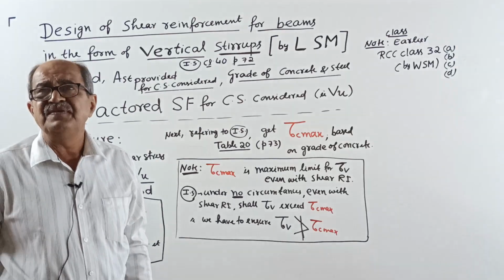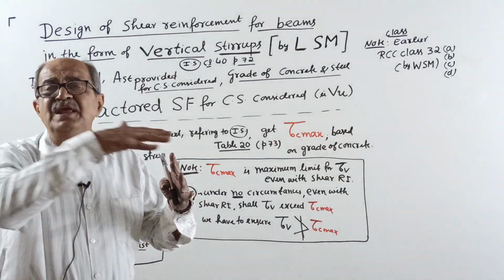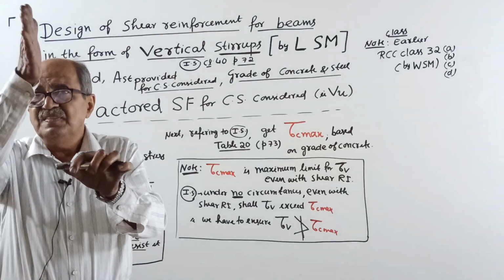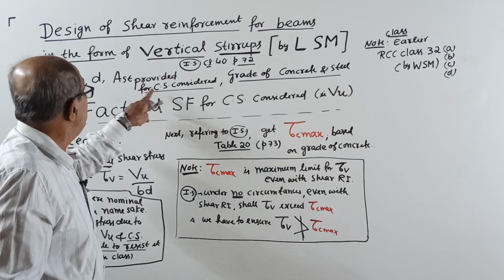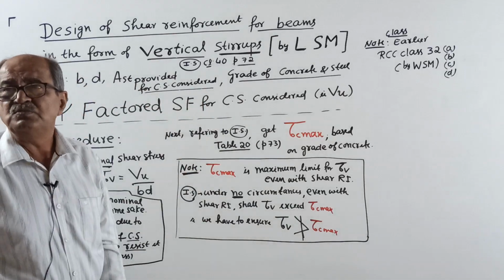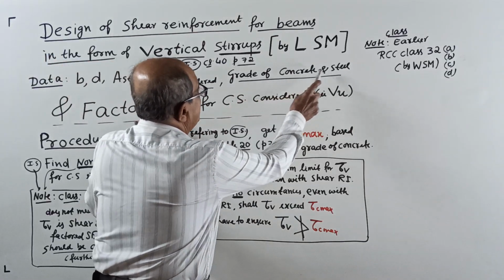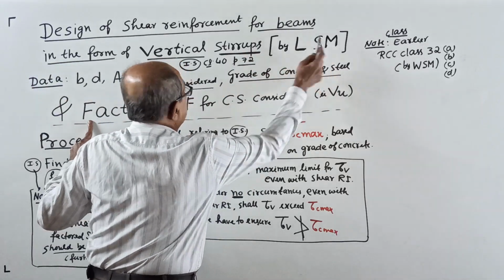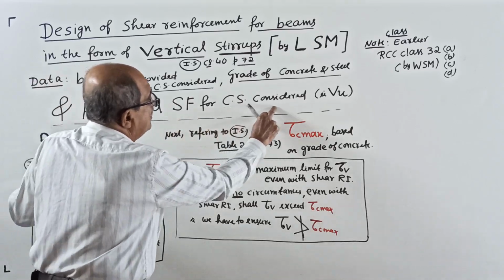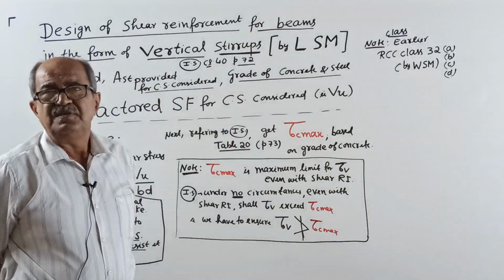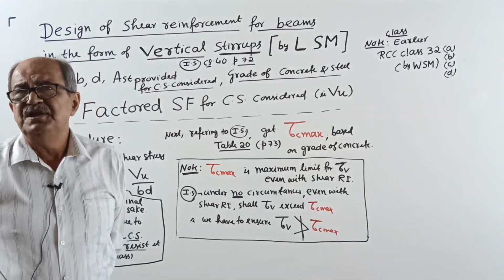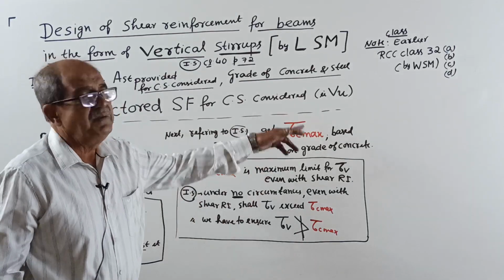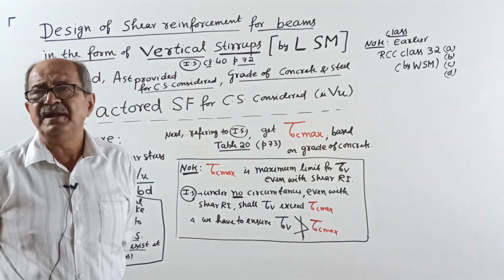But when you do practical design, after deciding the arrangement of steel, you will know which section you consider for design of shear reinforcement, and the available tension reinforcement there will be known to you. Then grade of concrete and steel. Also remember, in limit state method, the factored shear force for the cross section considered. This you know. In case shear force is given corresponding to working load, you have to factor it by multiplying by gamma f, in absence of data 1.5.